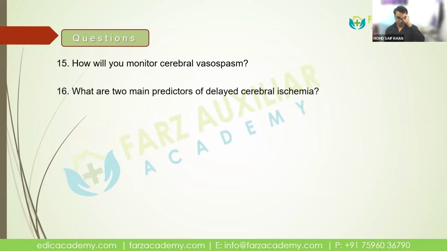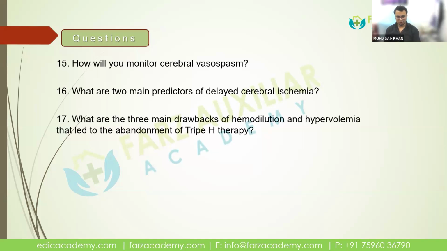Okay, great. What are two main predictors of delayed cerebral ischemia? High blood pressure and persistent vasospasms. Okay. Any other? No problem, we have already said two. What are three main drawbacks of hemodilution and hypervolemia that led to the abandonment of triple H therapy in SAH? In general, I'm not sure of the answer, but SAH patients have high BP and volume overload, and hypervolemia is not going to help them. It is now proven that hypervolemic, volume overloaded patients have worse outcomes than normovolemic patients. Okay, this is the main drawback of volume overload. Any other?